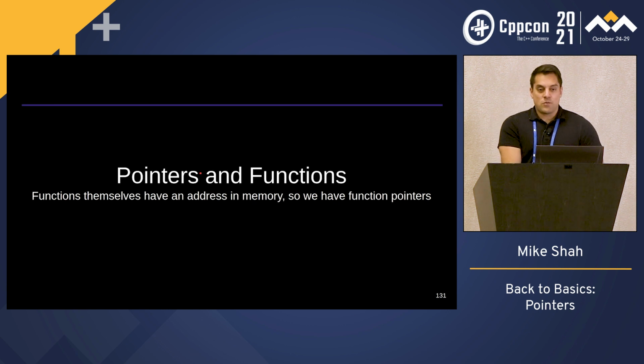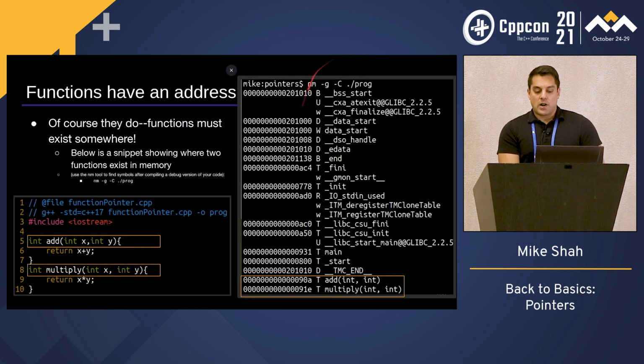All right, so continuing on, talking a little bit about pointers and functions. Well, functions have addresses, right? They have to exist somewhere, so we can actually have pointers to functions as well. On the right, what I'm showing on this screen, I know there's a lot going on, but at the bottom right corner, I've got two function names here, add and multiply. And I'm just confirming that, in fact, functions have addresses. So it makes sense that we would be able to point to them through some mechanism.